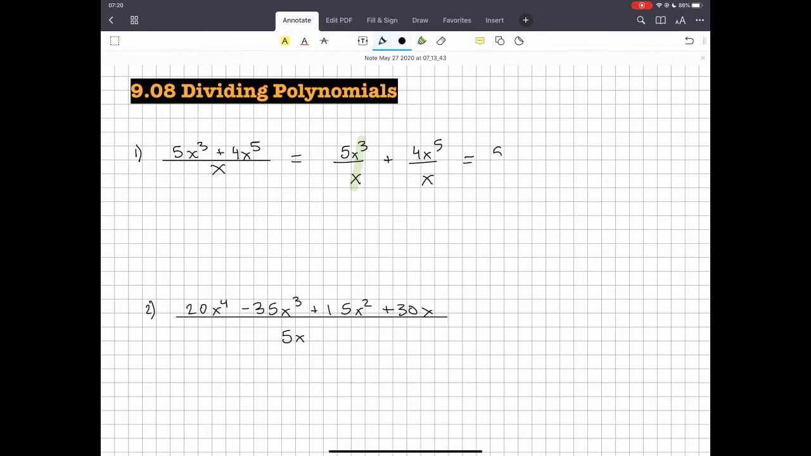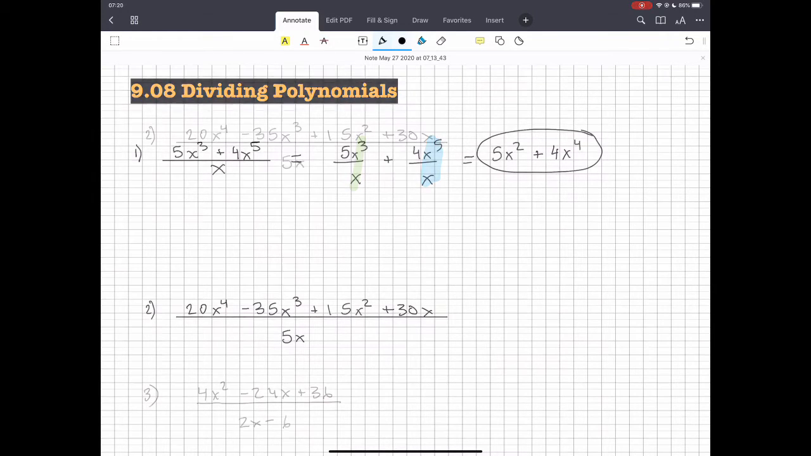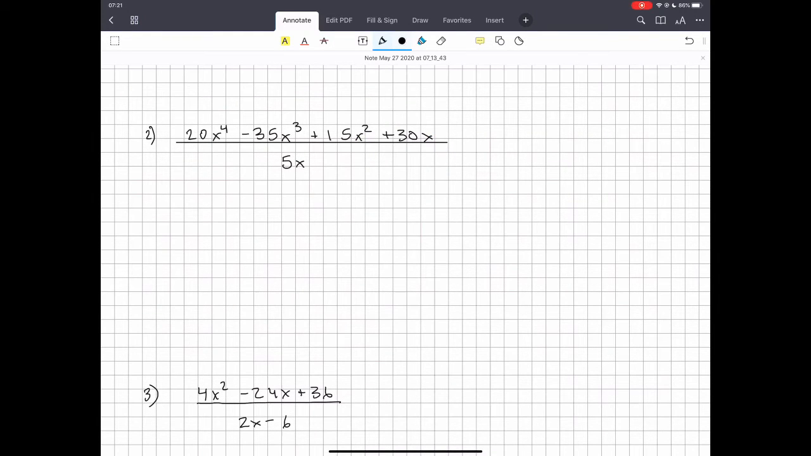So that would become 5x squared. And likewise, we could apply the same procedure here. This would become 4x to the power of 4. And there's our answer.